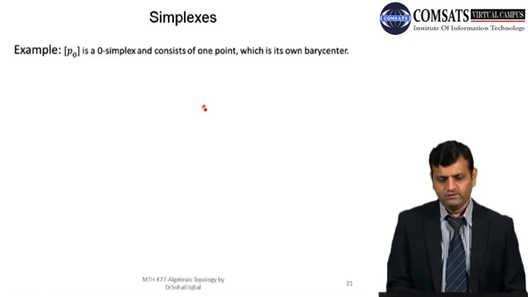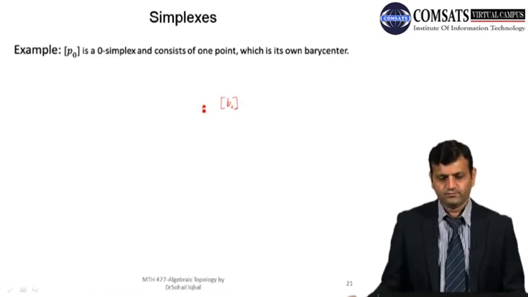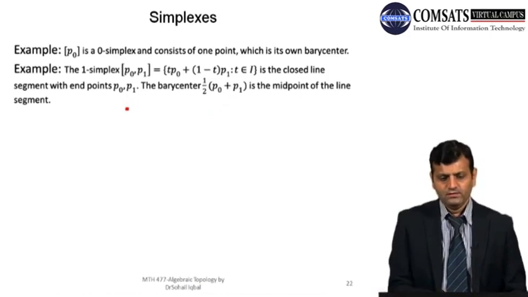So for example, if we have just 1 point, then the m-simplex generated by this is just the point itself. If we have 2 points, then we will have a 1-simplex, and the 1-simplex is basically the closed line segment with endpoints P0 and P1.